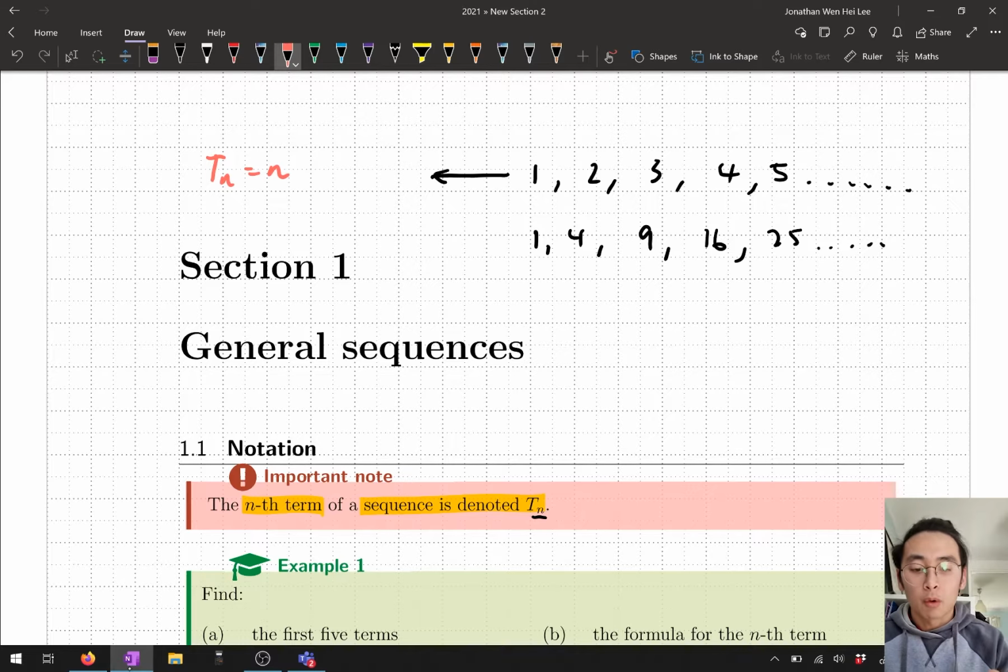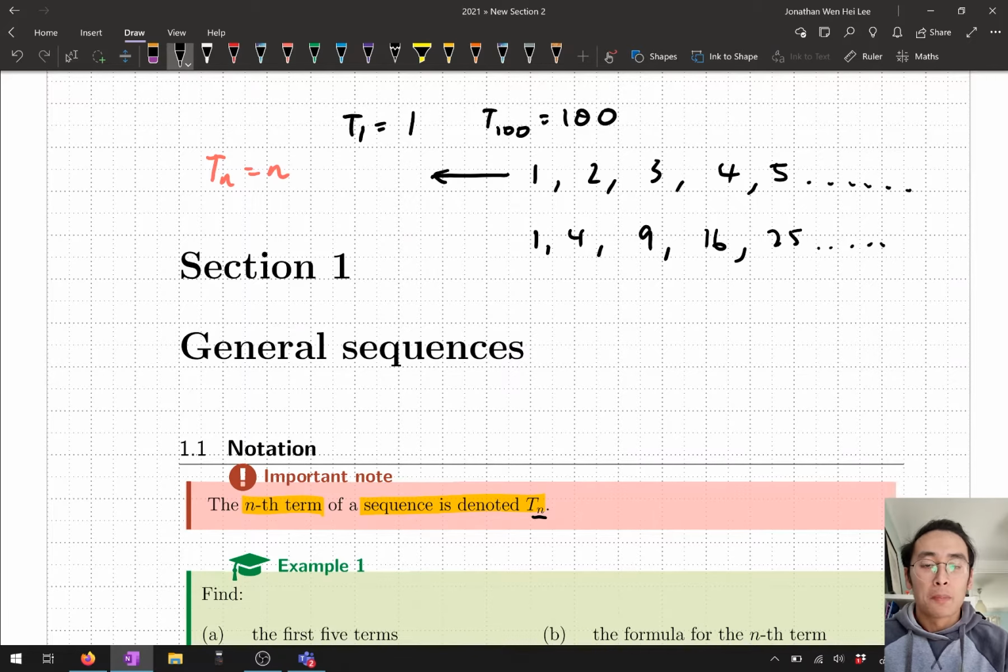And so for example, if I wanted the first term in my sequence, t1, that's just going to be 1 because I subbed in 1 into n. And so here, t1 is equal to 1. For example, if I wanted the 100th term in my sequence, that would just be subbing in 100 into n, and that would be 100. And we could do that for other sequences as well.